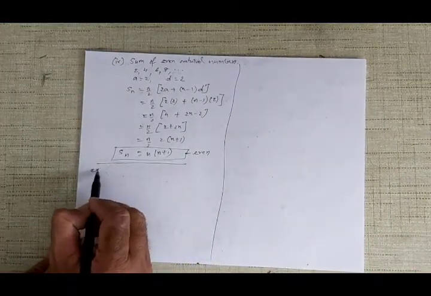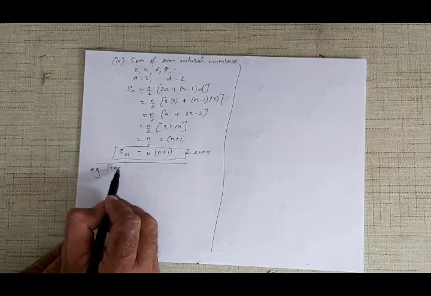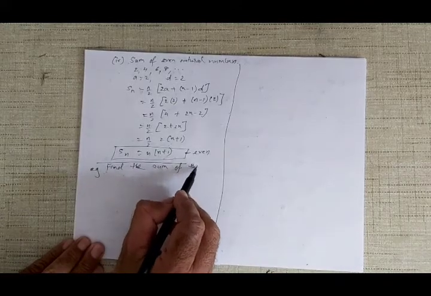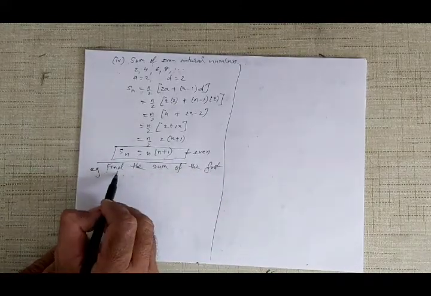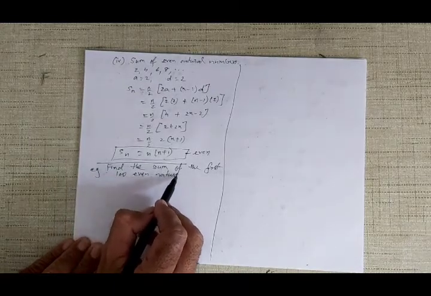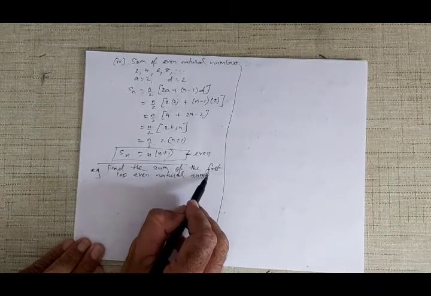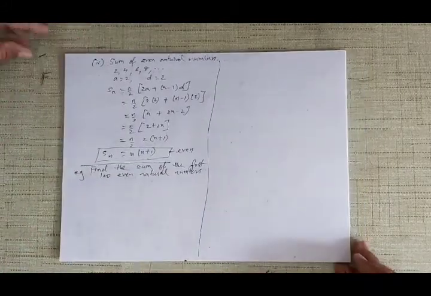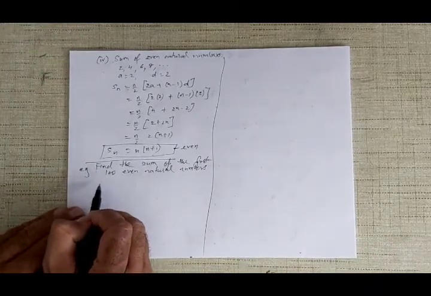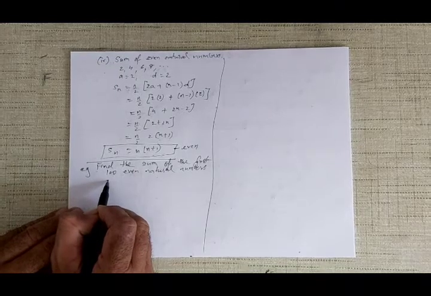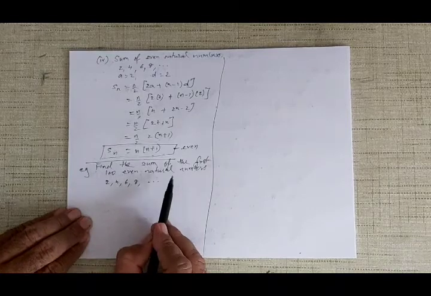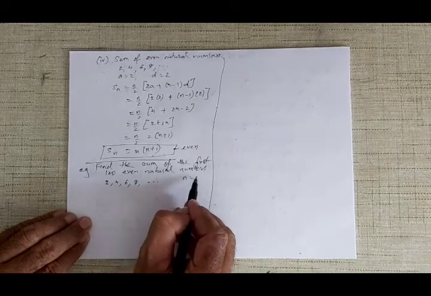For example, find the sum of the first 100 even natural numbers. Now you can see that even natural numbers means natural numbers which are even: 2, 4, 6, 8 and so on. But how many? 100 numbers. So n is equal to 100.